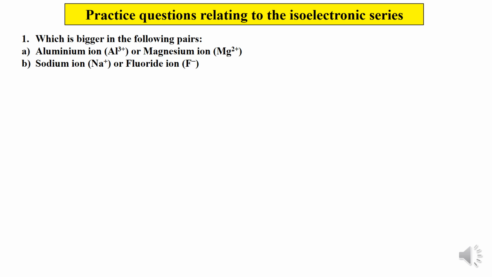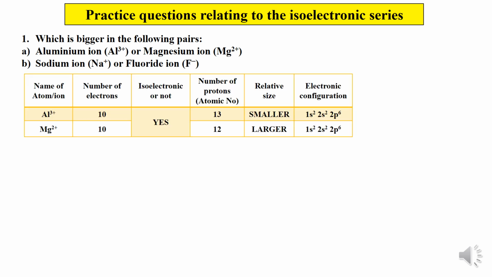Now time for some practice questions relating to the isoelectronic series. Which is bigger in the following pairs? Aluminum ion or magnesium ion? Let us follow the same scheme that I have explained. In case of aluminum ion, you count the number of electrons, it is 10. And in case of magnesium ion, the number of electrons is 10. So they are isoelectronic.